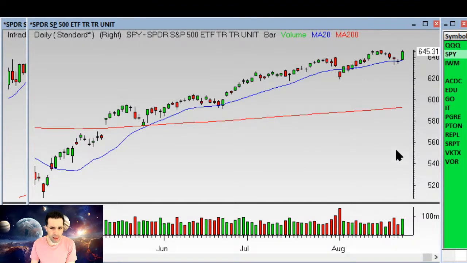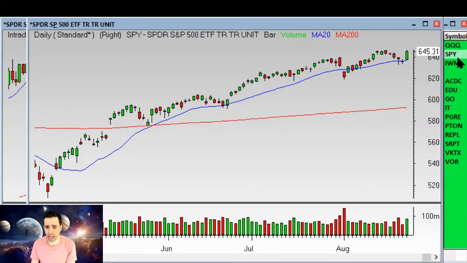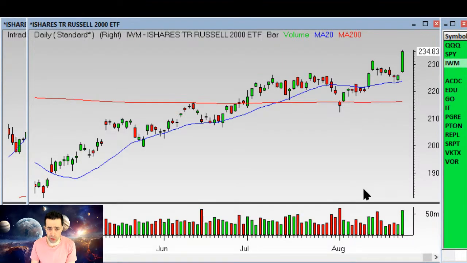If you look at the SPY, I mean, that's a thing of beauty. And if you look at the IWM, my goodness, that was really, really bullish. So the bias should be back to bullish.